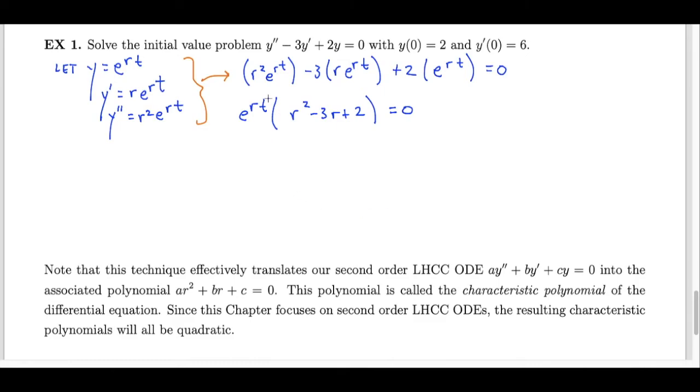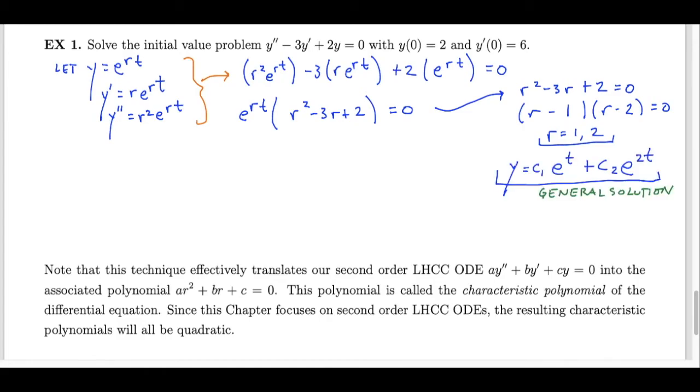And as in the previous example, I know that this exponential out front cannot equal 0. So the solutions to this equation will result from setting this quadratic equal to 0. Once again, my quadratic factors nicely, and so I can pretty readily identify the two roots of this quadratic equation, namely r equals 1 and r equals 2. And then I can combine these in the way that we described in the previous example by multiplying each of the resulting solutions by a constant and then adding those two together. And so my general solution will be c sub 1 e to the t plus c sub 2 e to the 2t.